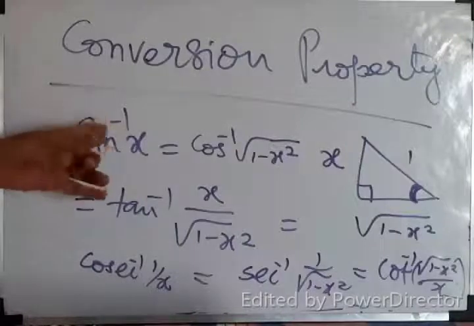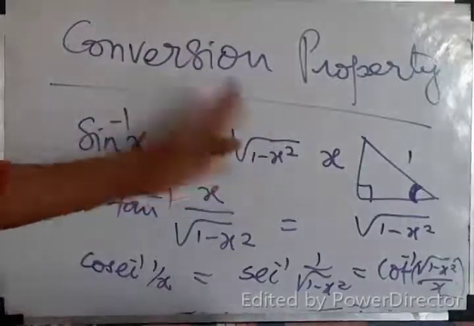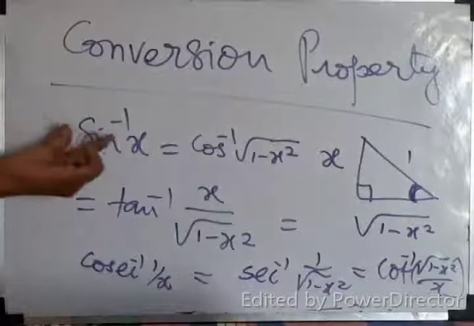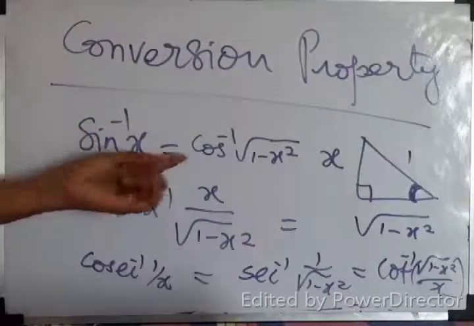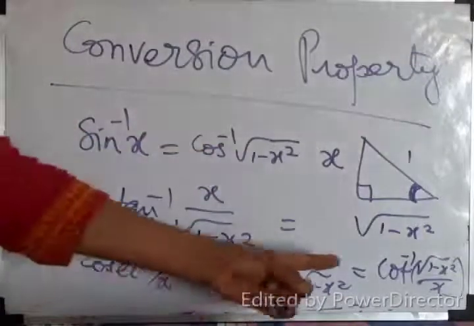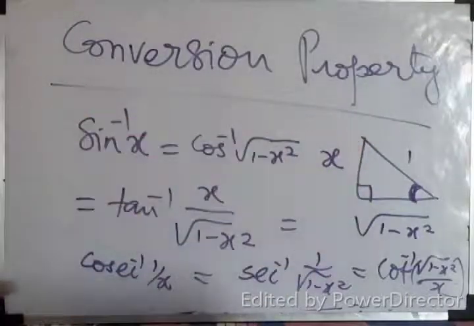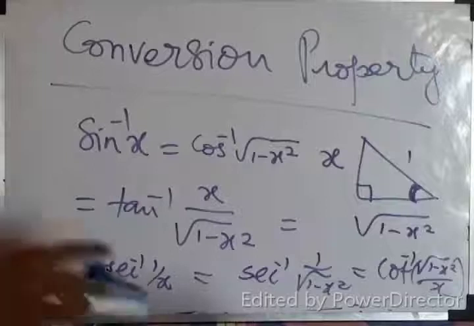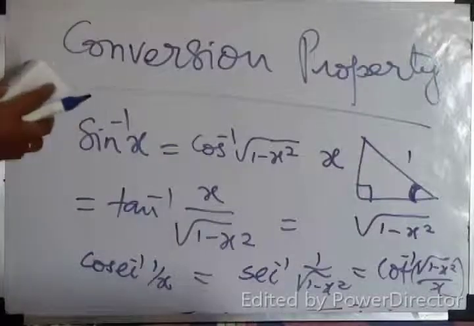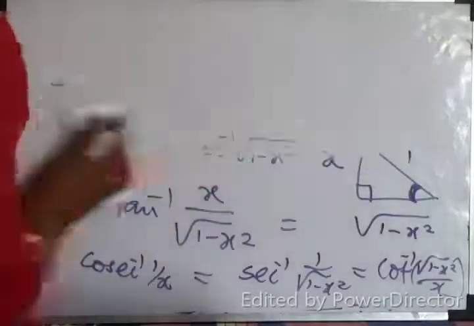So children, what is sin inverse x? Same as cos inverse root of 1 minus x square. When one trigonometric ratio is given, you can easily write the rest of the trigonometric ratios by using the Pythagoras theorem, right? This is the conversion property. We'll do one more, you follow.